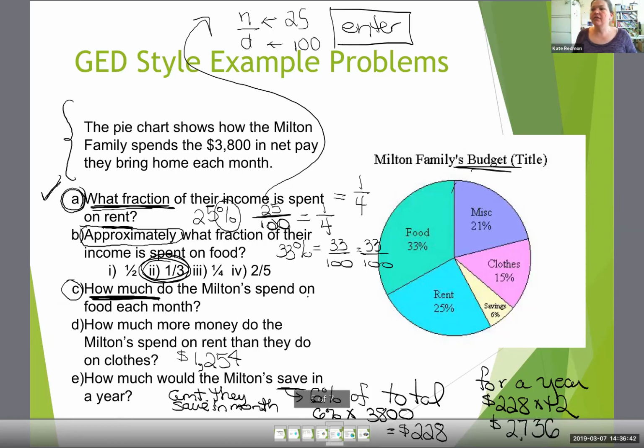Very, very GED typical. In fact, the study guide that tells you the types of problems that will appear on the GED, single one-step percent problems don't even occur. It says multi-step percent, ratio and proportion problems. So expect it to be multi-step.